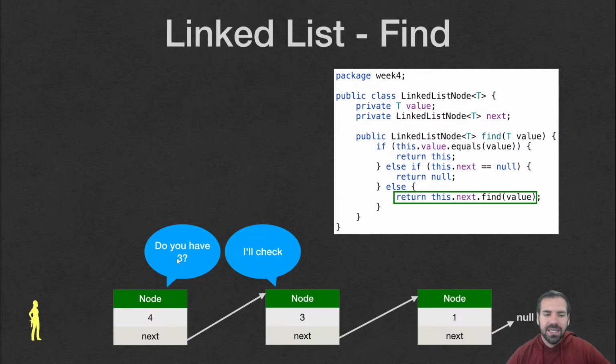That's false in this case. 3 is not equal to 4. So it's going to check the next thing. Our next condition is, are we at the end of the list?